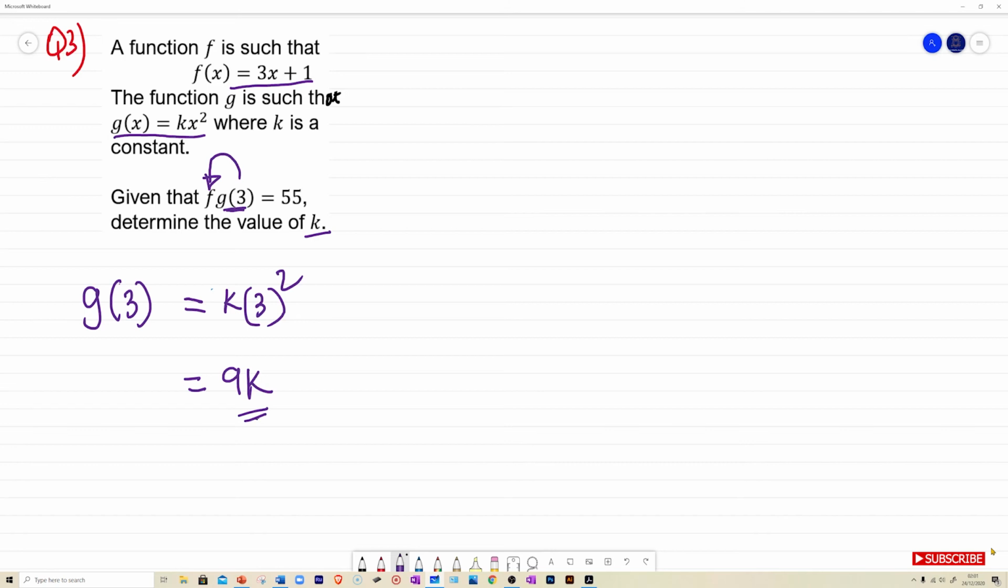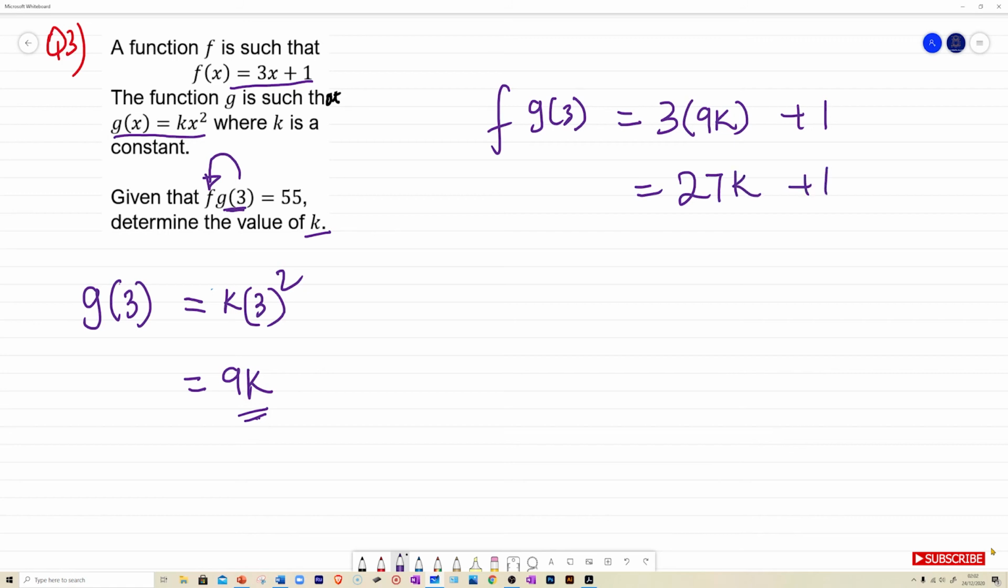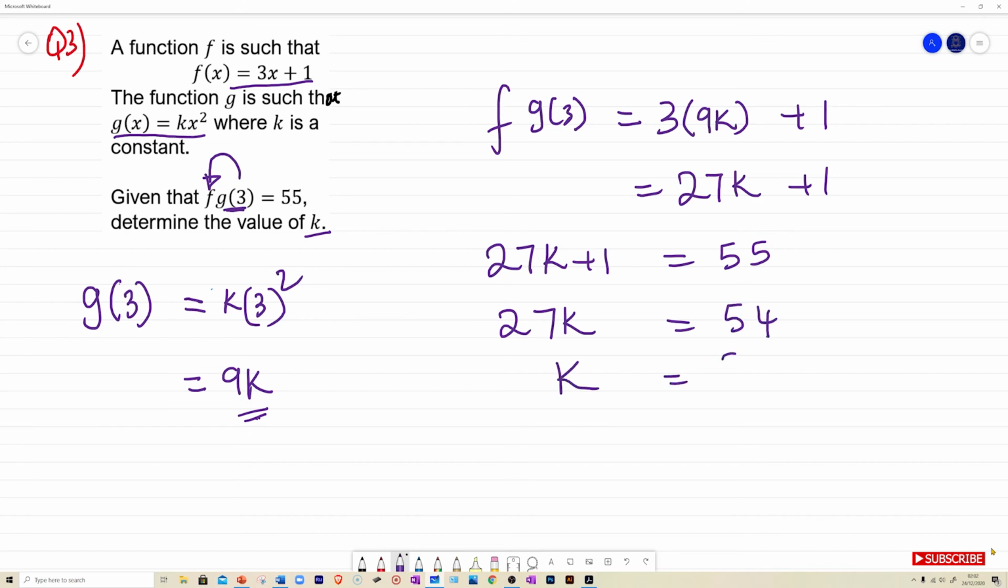Now we're going to use this as input and put that into f of x. Right, so now f g of 3 is going to be equal to 3, and then instead of x we're going to put 9k, so 9k, and then we need to add 1. So this will give us 3 times 9 is 27k plus 1, but we're told f g of 3 is equal to 55. So all we have to do now is make this equal to 55 and find what k is. So we have 27k plus 1 equals to 55. Take away 1 both sides, we have 27k equals to 54. So k is equal to 54 over 27, which is equal to 2.